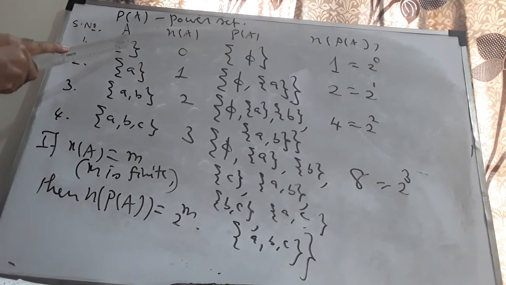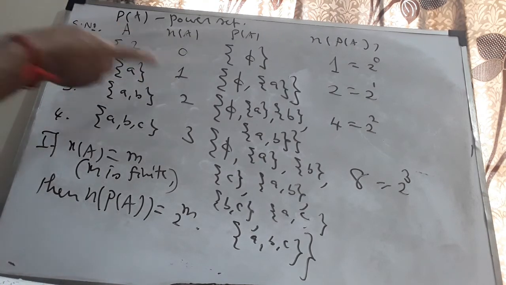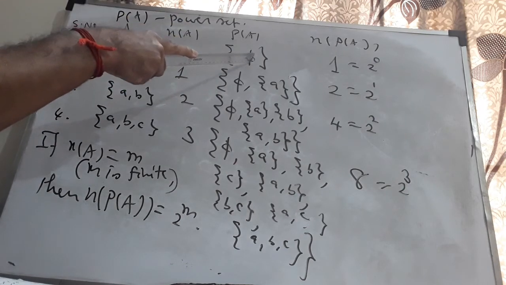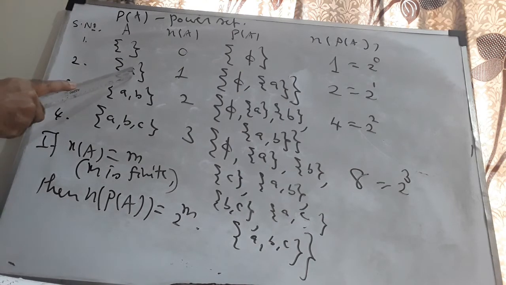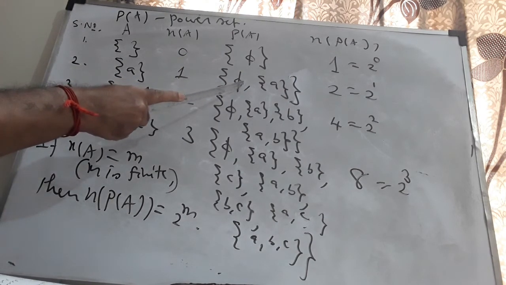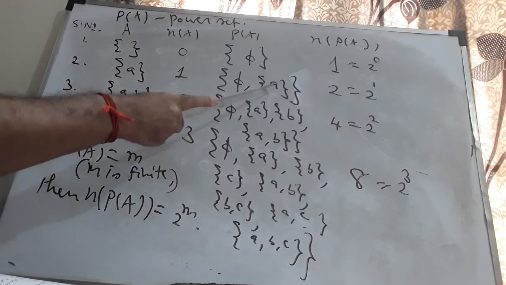I took A as an empty set. Number of elements here is 0. The power set has the set containing the empty set. It is a singleton set. There is one element. I call it 2 power 0. I have the set containing only a. Number of elements 1. Power set is the set of all subsets of the given set: empty set and set containing a. There are two elements, which can be written as 2 power 1.